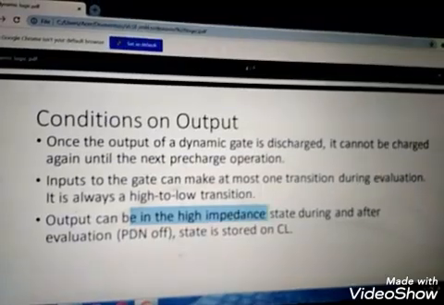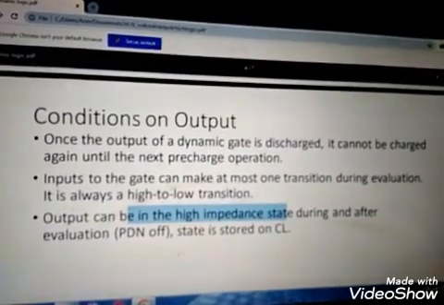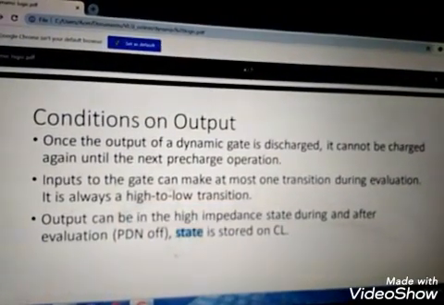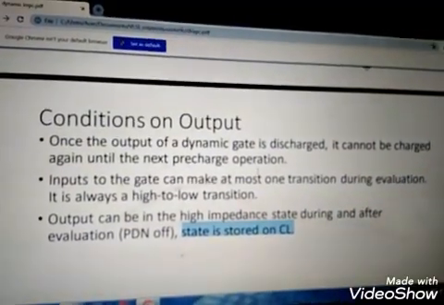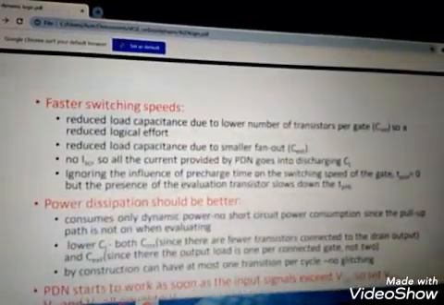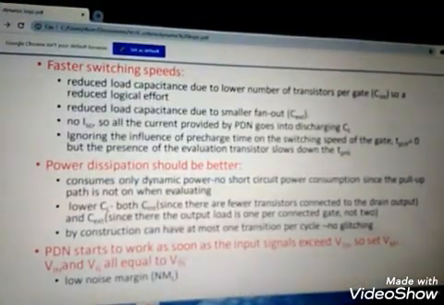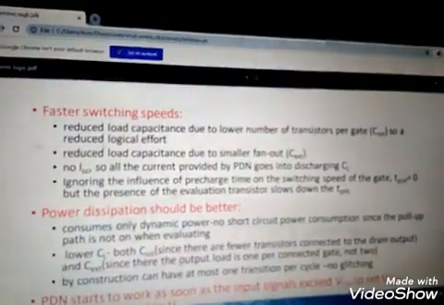in a high impedance state. So this already we have seen in the introduction part where the node CL, it is going to be held at a high impedance state. So these are the conditions. Now we go for the features. So what all the advantages we have with the dynamic design?